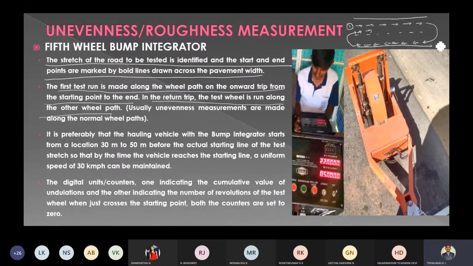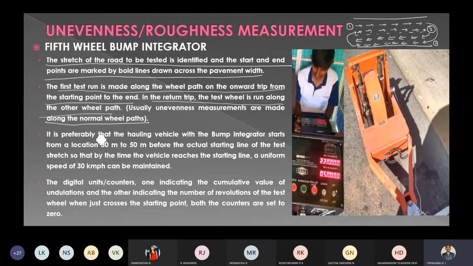So this is the first path. Again it will be moving in the other wheel path. So the first test run is made along the wheel path on the onward trip from the starting point. In the return trip, likewise it will be moving on the other wheel path. Then usually unevenness measurements are made along the normal wheel path. That is, along the wheel path you are going to measure the unevenness.